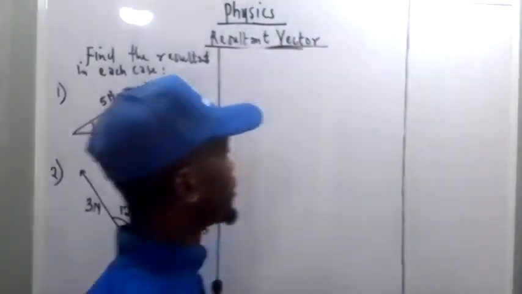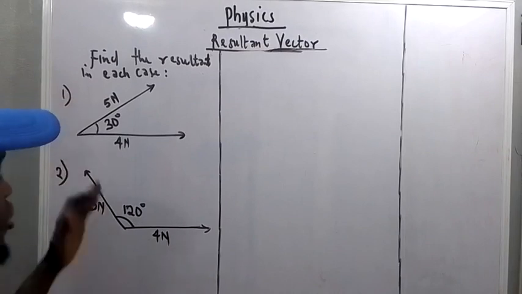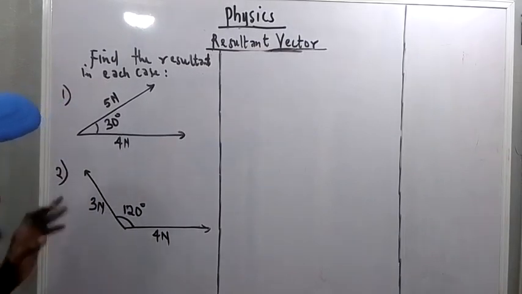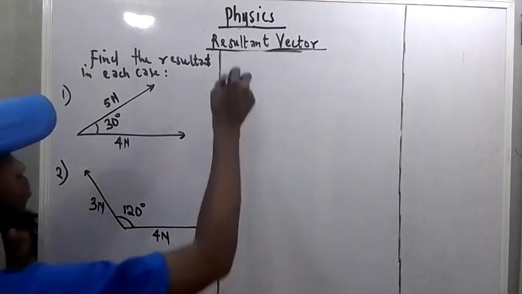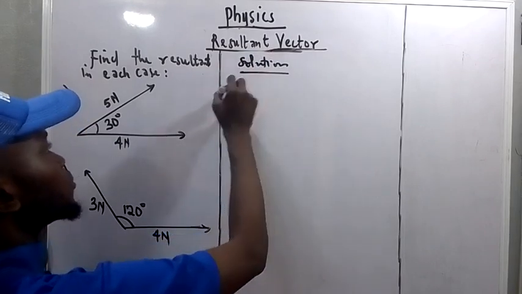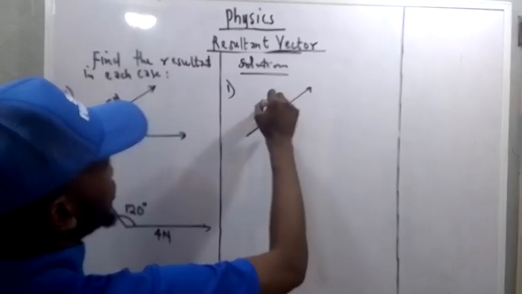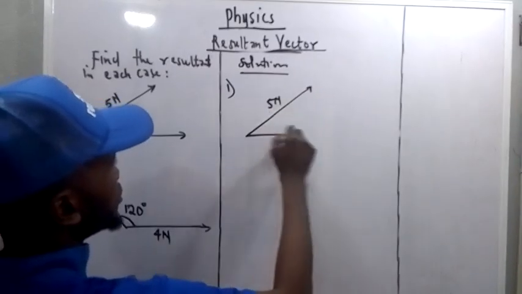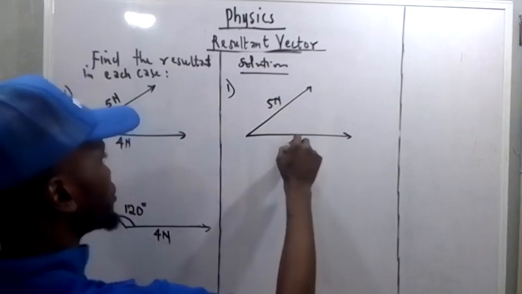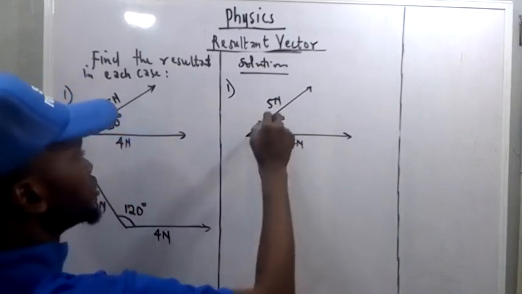Good day. Now let's see how we can compute the resultant in each of these two questions. So, solution. Question 1. Let's redraw the diagram here. We have 5 Newton here, and then we have 4 Newton here. Then the angle between them is 30 degrees.